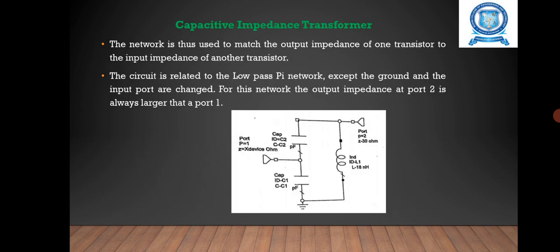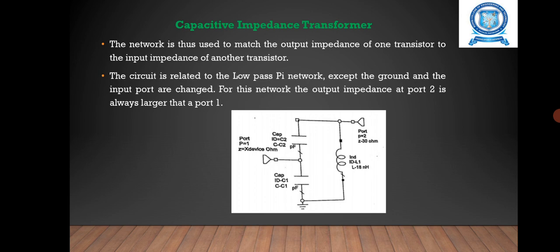Then the next one is the capacitive impedance transformer. Here this impedance transformer is not included in AN267. Why? But this network can be quite useful and gives very reliable components in interstage matching networks.